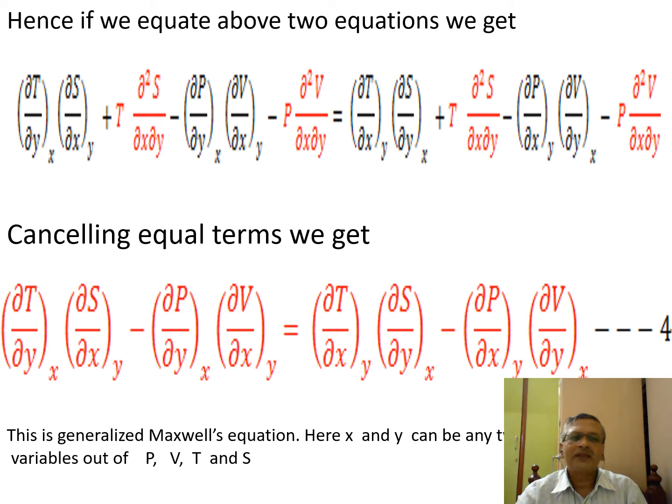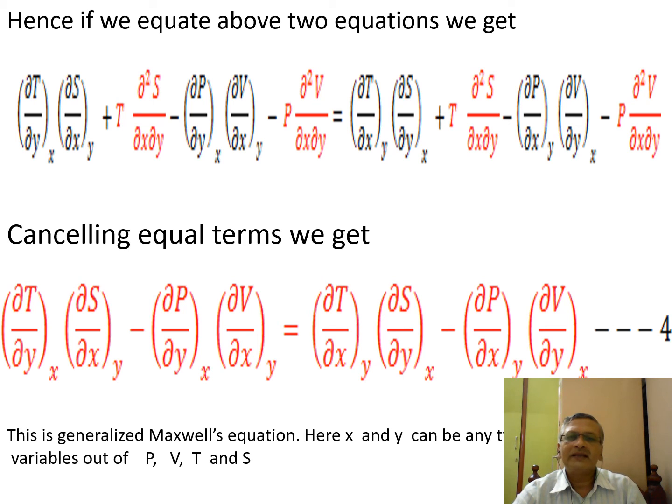Hence, if we equate the above two equations, we get ∂t/∂y keeping x constant, ∂s/∂x keeping y constant, plus t into ∂²s/∂x∂y, minus ∂p/∂y keeping x constant, ∂v/∂x keeping y constant, minus p into ∂²v/∂x∂y, is equal to ∂t/∂x keeping y constant into ∂s/∂y keeping x constant, plus t into ∂²s/∂x∂y, minus ∂p/∂x keeping y constant into ∂v/∂y keeping x constant, minus p into ∂²v/∂x∂y.